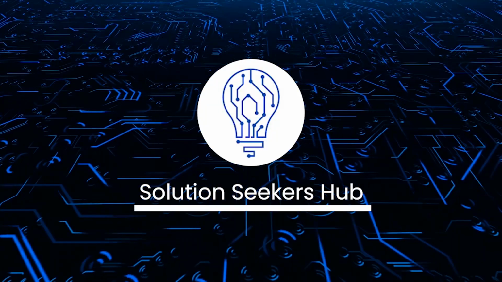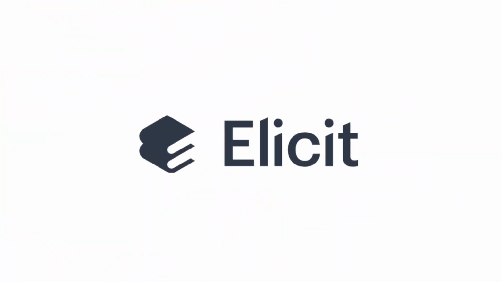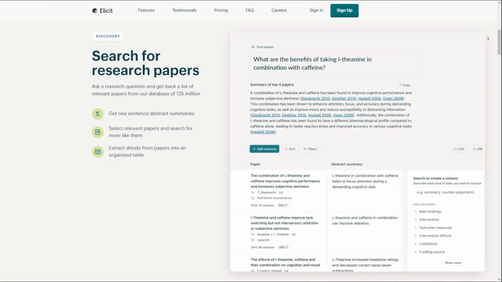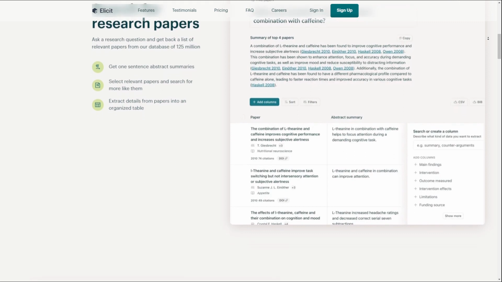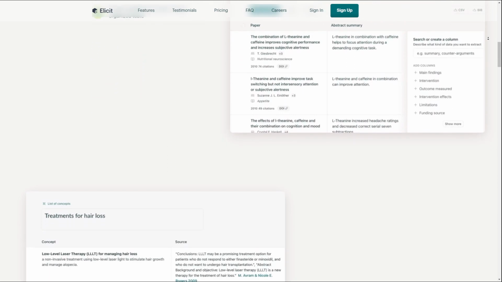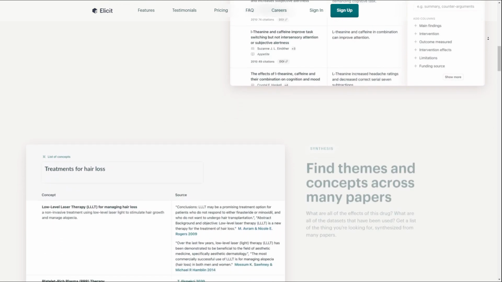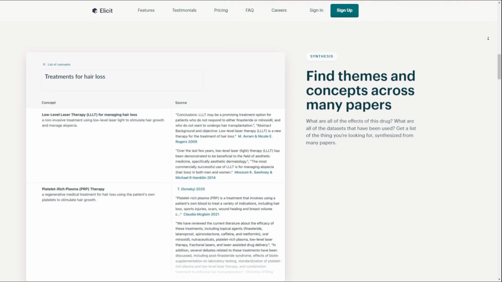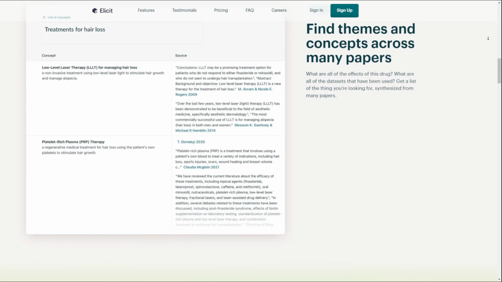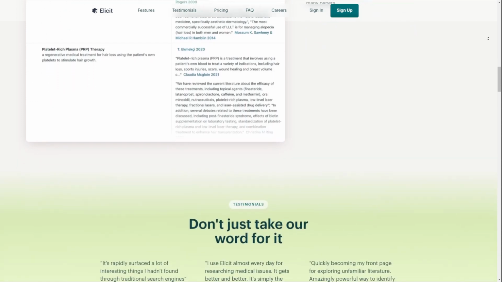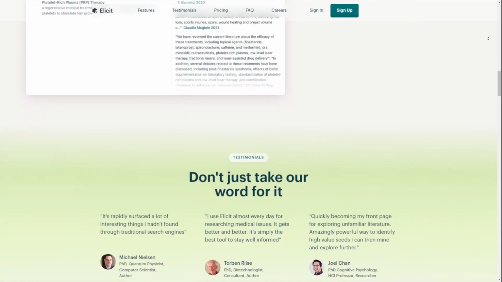And for today, we are going to talk about Elicit AI. Elicit is an AI-powered research assistant that streamlines literature reviews by searching across 125 million academic papers, summarizing key findings, and extracting important information. This innovative tool helps researchers automate tedious tasks, making it easier to focus on high-level insights and discoveries in their respective field.